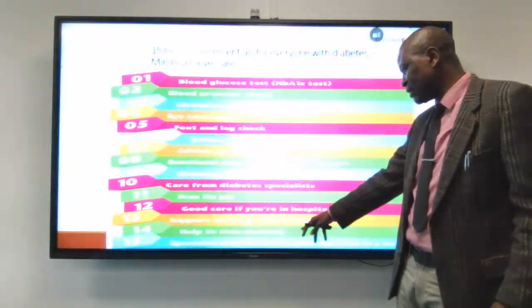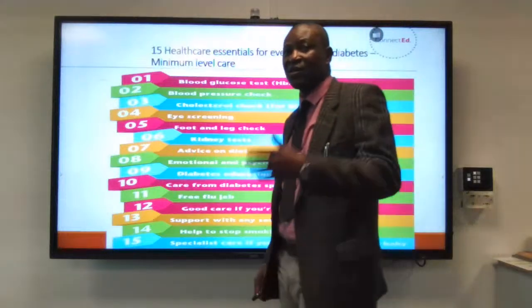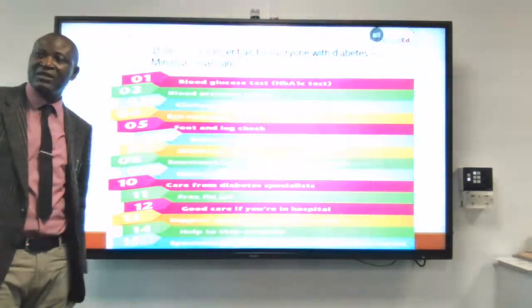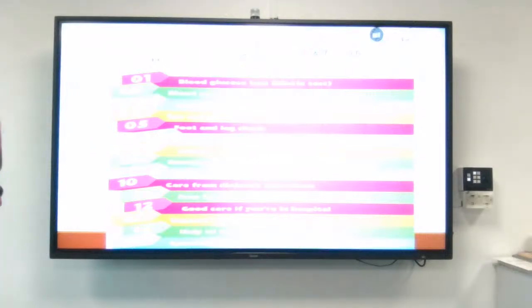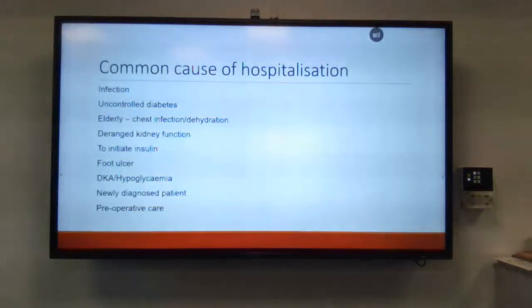Help to stop smoking, and if they are planning to have a pregnancy, obviously with what we've said in terms of gestational diabetes, as soon as they are pregnant, the midwife checks the blood glucose level, making sure that things are all right.